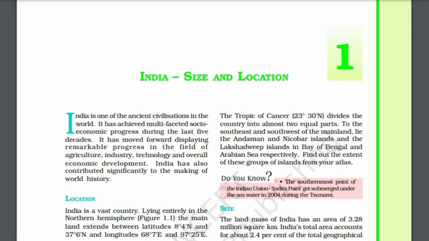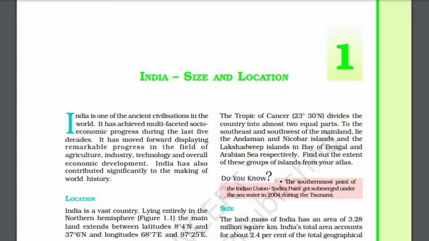India has also contributed significantly to the making of world history. It means not only in agriculture, industry, technology, and economics, but great national leaders of India have contributed a lot to world history. Now let us go to the location.